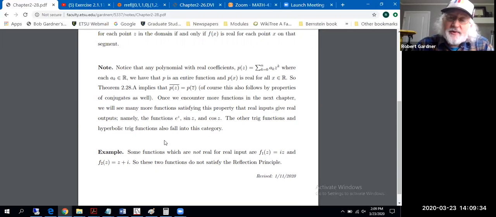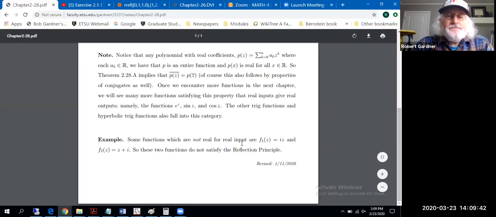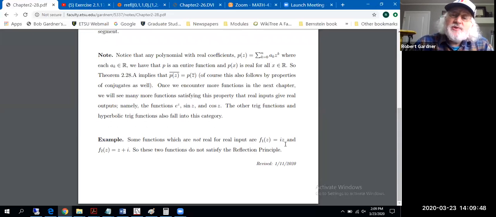Probably the functions you're familiar with before this class starts, and that's roughly a list right there. Those functions satisfy the reflection principle. An example of a function that doesn't satisfy the reflection principle, all I've got to do is throw in some imaginary numbers in the formula for the function. If we take f1 of z equals i times z, that won't satisfy the reflection principle. Plug in anything real, take z real, and that's going to produce i times z, which is purely imaginary. So it's not going to satisfy the reflection principle. It won't have the symmetry. It's not real when you have real inputs.